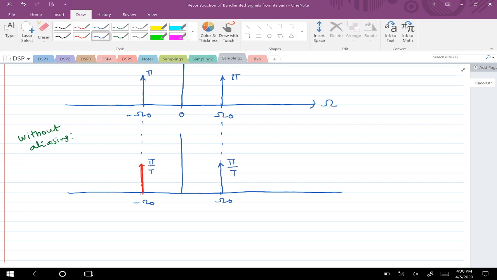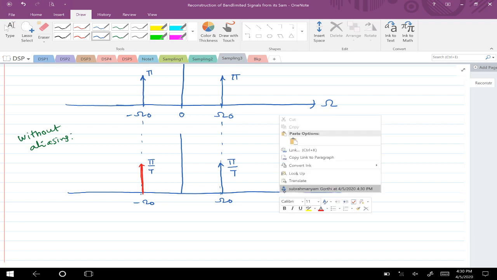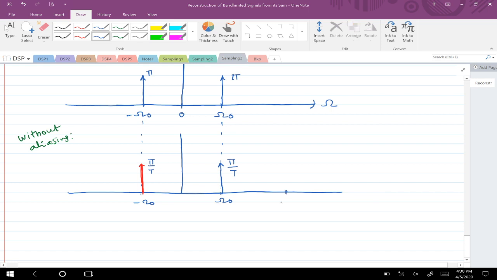That would be greater than 2 times omega naught. Okay, for example, roughly here, let me put omega s somewhere here, and a copy of this is placed there. Let's say this is pi by T on the left hand side of this copy, and on the right hand side pi by T.